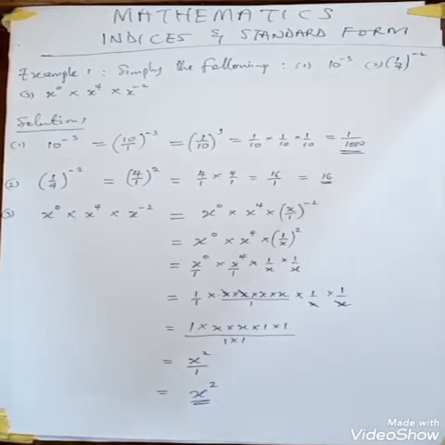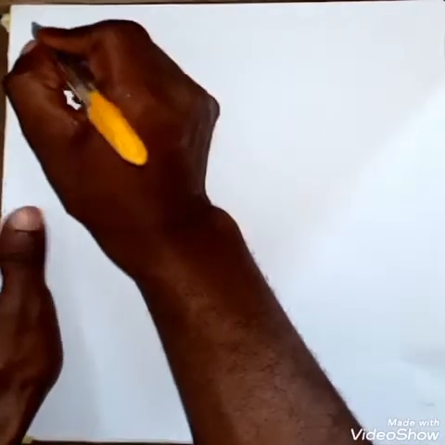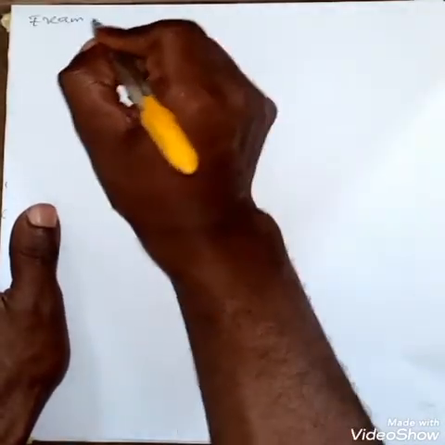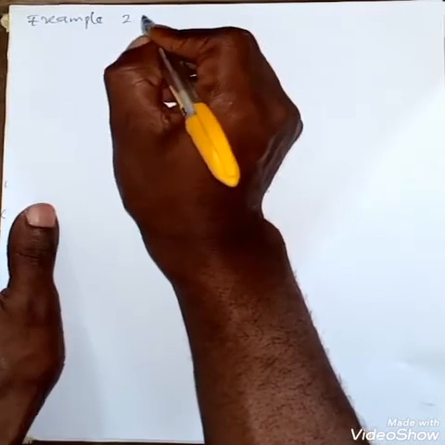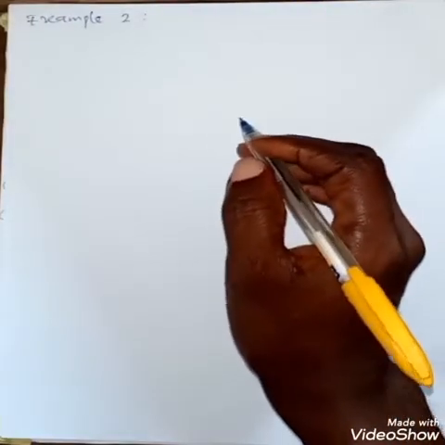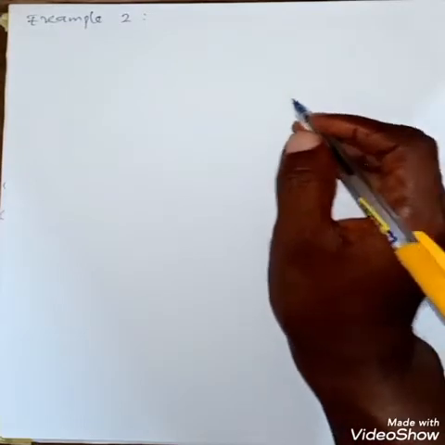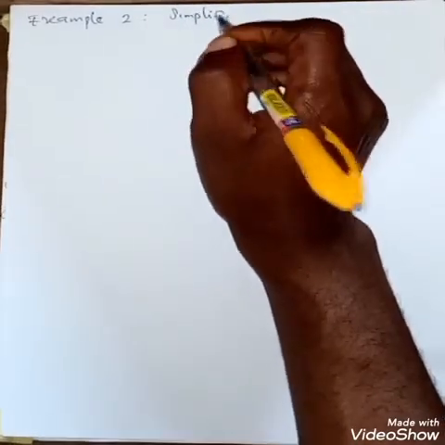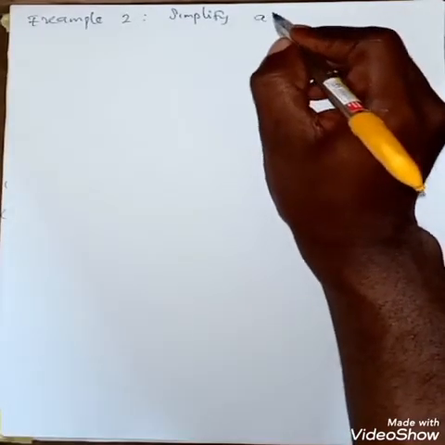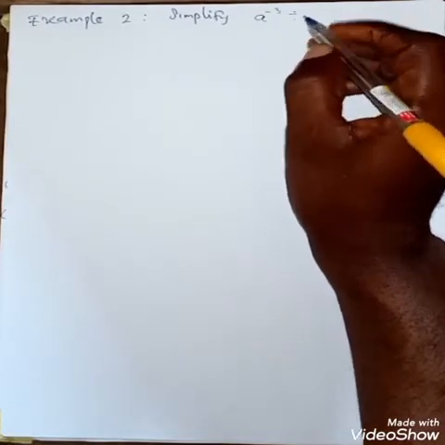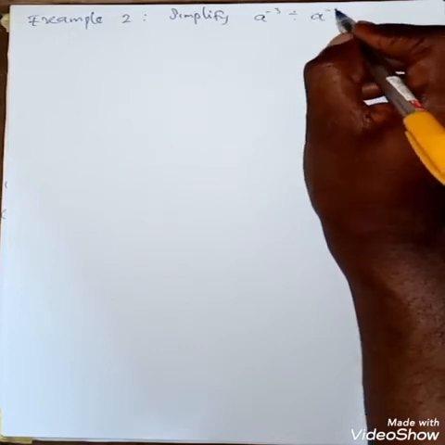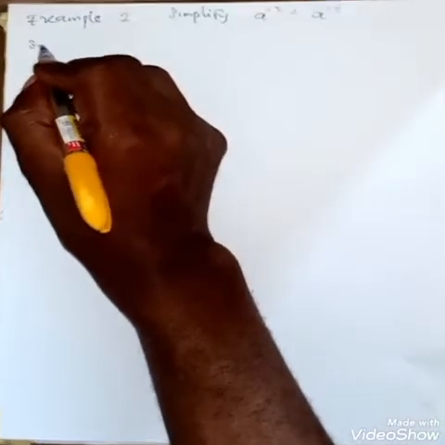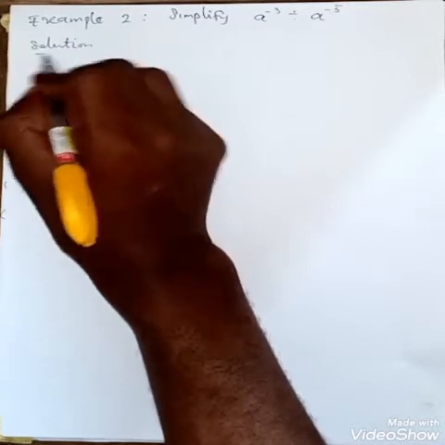So we are going to take the next example, and in my next example, that is example 2. Simplify a raised to power minus 3 divided by a raised to power minus 5. So solution to this one.